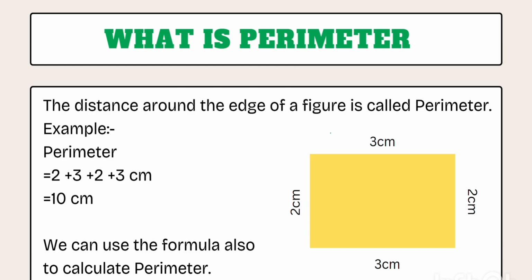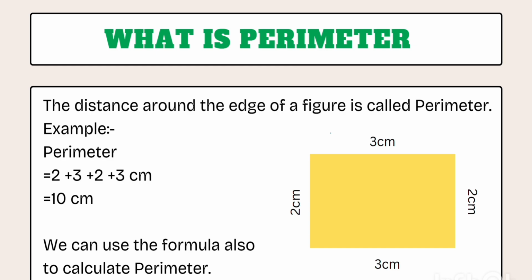For example, sides given 2 cm, 3 cm, 2 cm and 3 cm. To calculate perimeter, we will add all sides of the figure. 2 cm plus 2 cm plus 3 cm plus 3 cm. So, perimeter of rectangle is 10 cm.